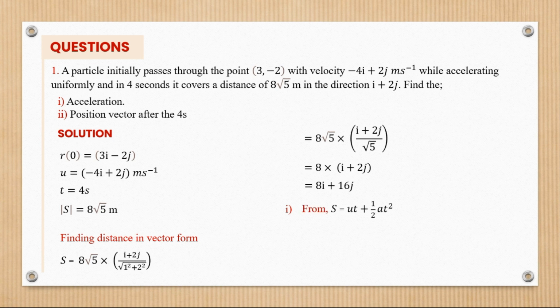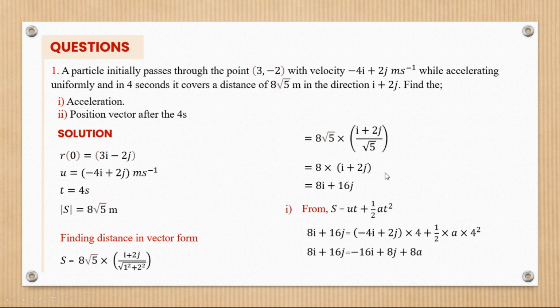Remember, from this formula, the second equation of motion, s is equal to ut plus a half at squared. I already know the distance is 8i plus 16j, and I know the initial velocity is -4i plus 2j, times 4, plus a half a, where a is the unknown we're looking for, times 4 squared, because the time taken is 4 seconds.